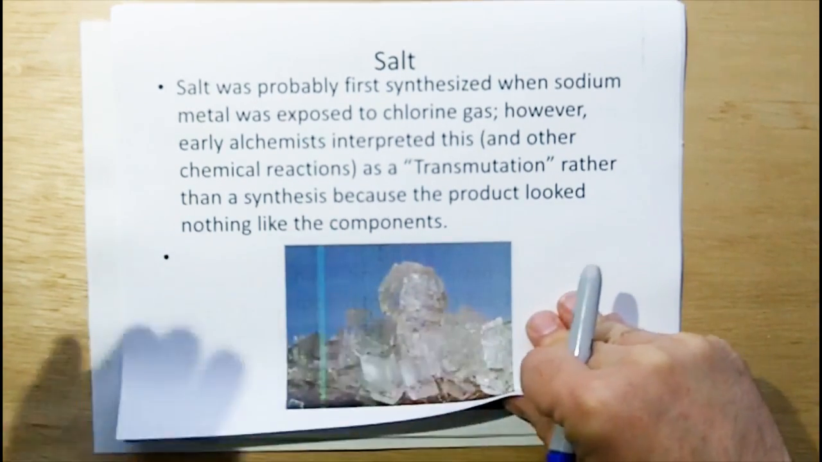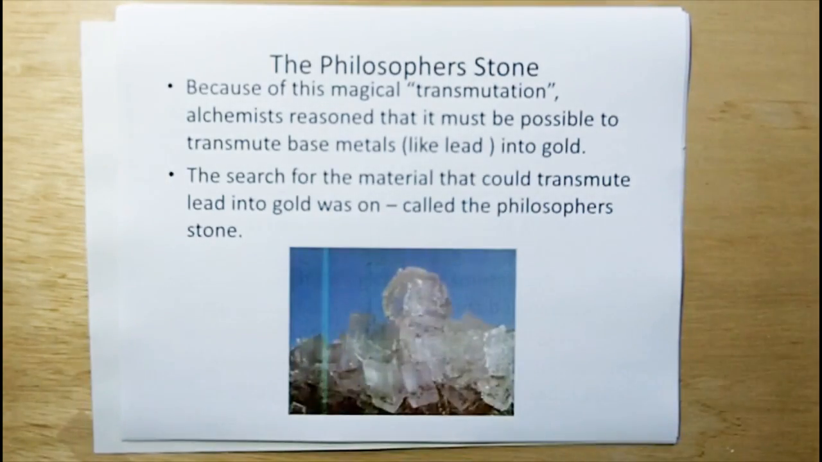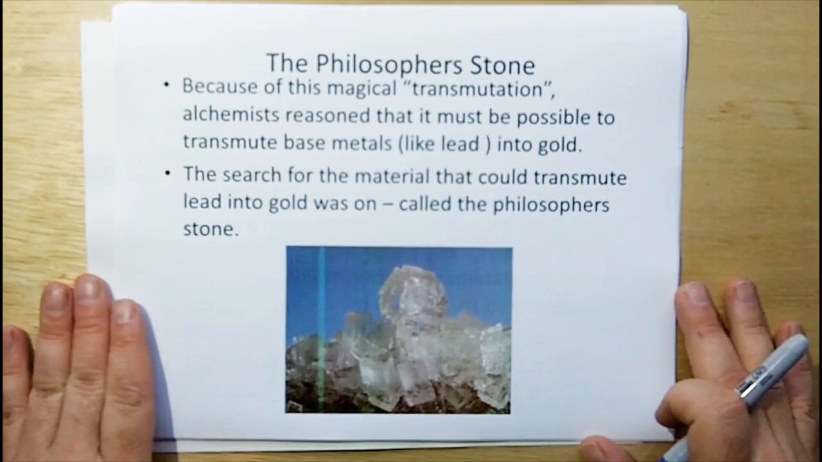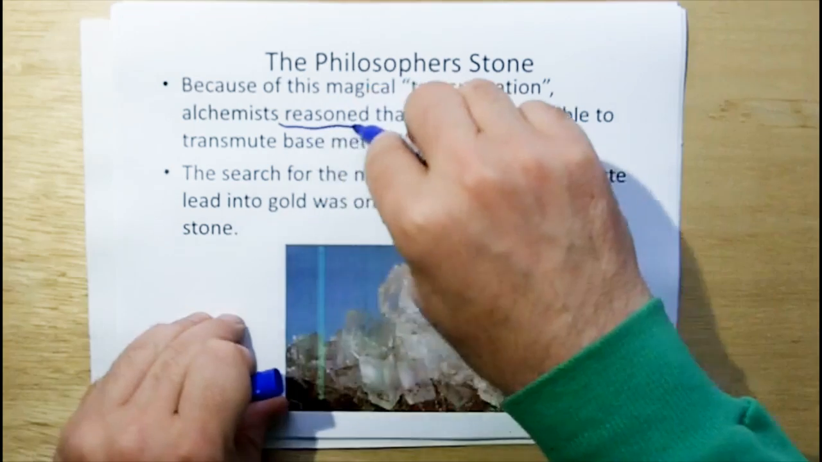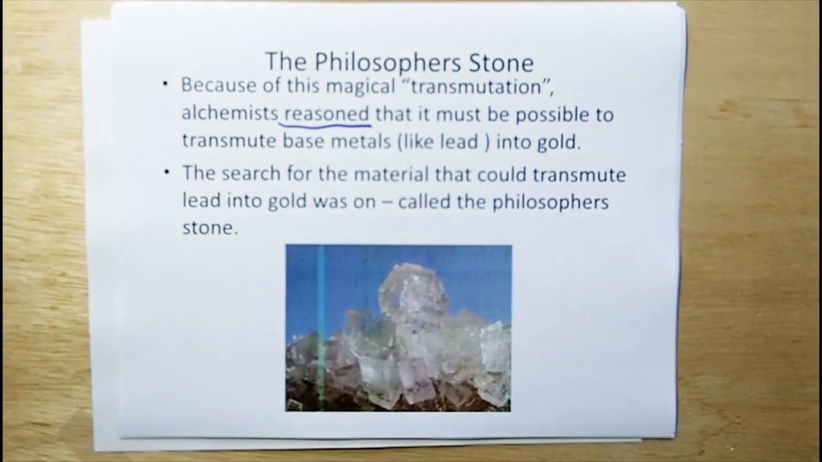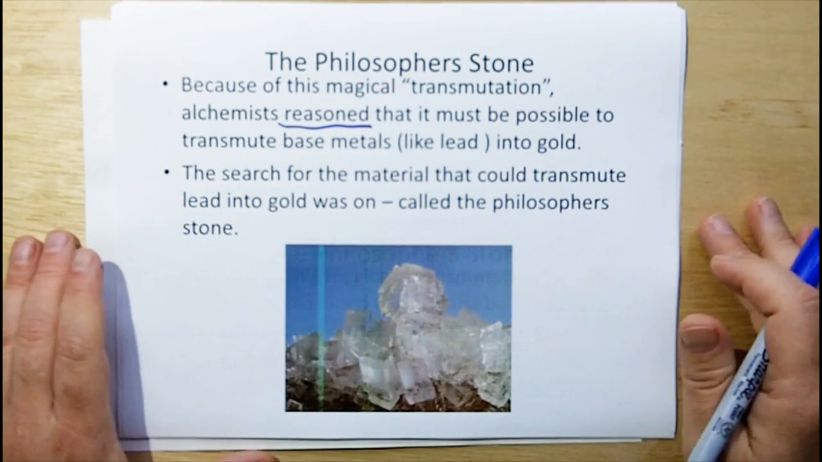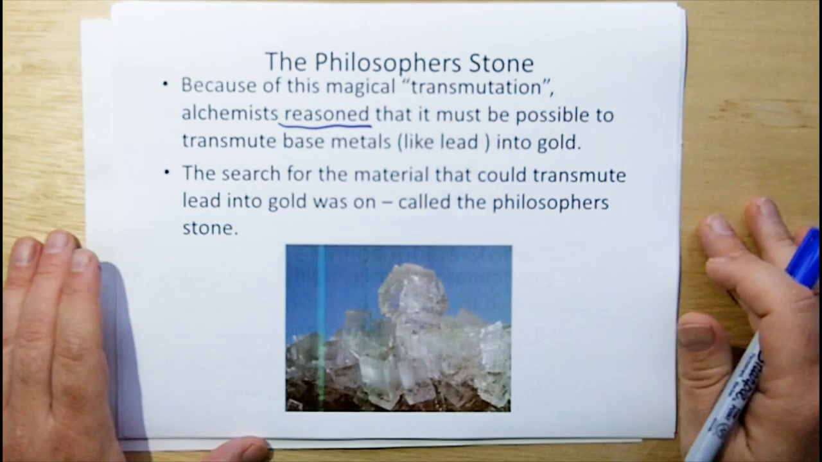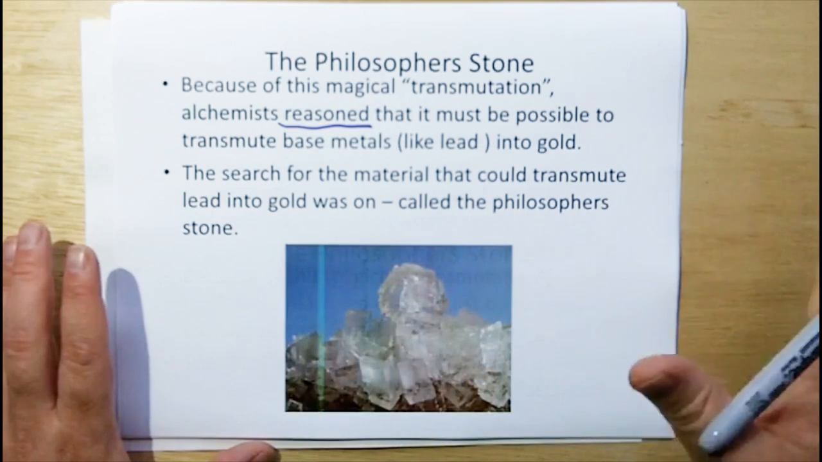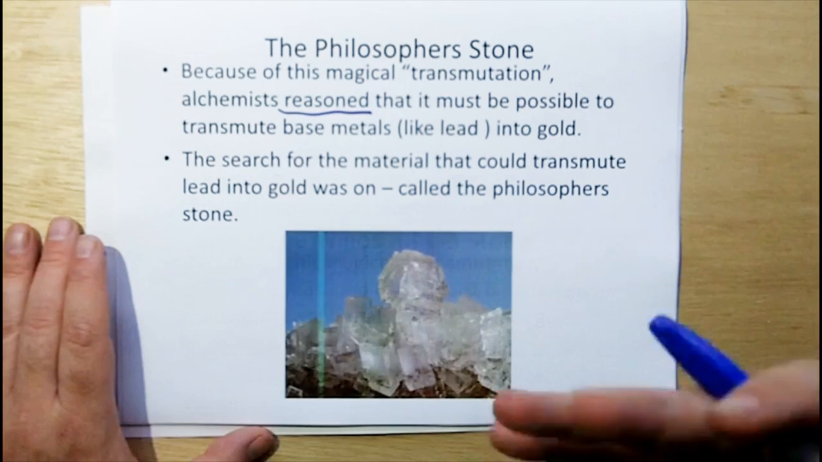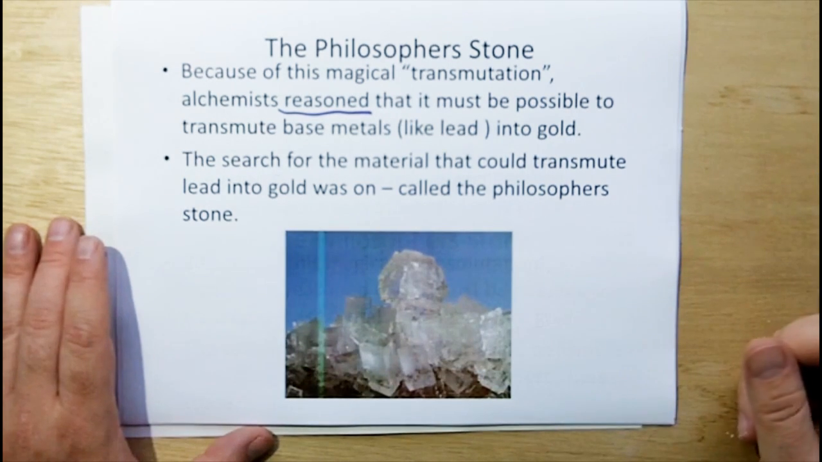Looks like you just changed something. And then, because of this magical transmutation, alchemists reasoned, okay, this is the human mind at work here, that it must be possible to transmute base metals like lead into gold. And the search for a material that could transmute lead into gold was on. And this magic material was called the Philosopher's Stone.